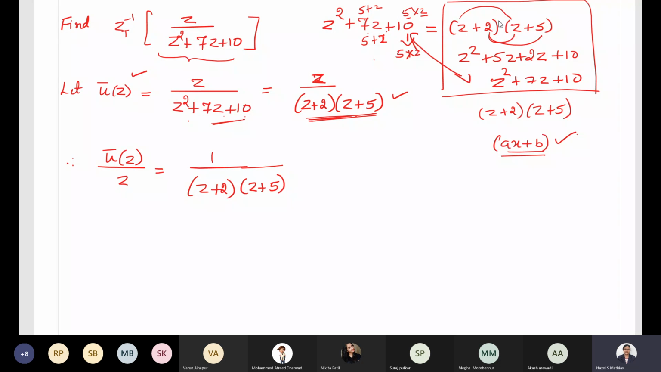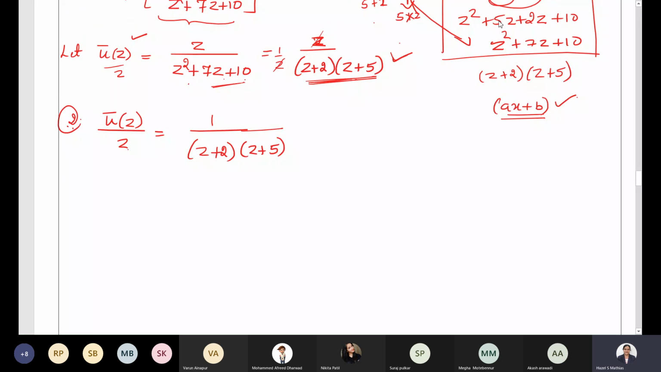Now this is the first step. Write them as u bar of z. This is the second step: divide by z on both sides. This step you need to do, it is a must. U bar of z divided by z. So when you divide by z on both sides, here it will be u bar of z by z. Here also when you divide by z, this z and z get cancelled. 1 by z plus 2 into z plus 5 remains.